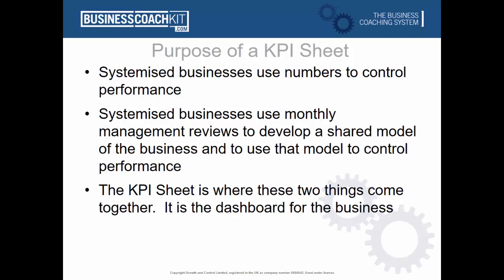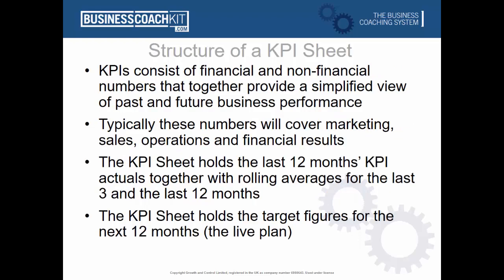Systemized businesses use numbers to control performance. Systemized businesses use monthly management reviews to develop a shared model of the business and to use that model to control performance. The KPI sheet is where these two things come together to create a dashboard for your client's business. KPIs on the sheet will include financial and non-financial numbers, and together these provide a simplified view of past and future business performance.